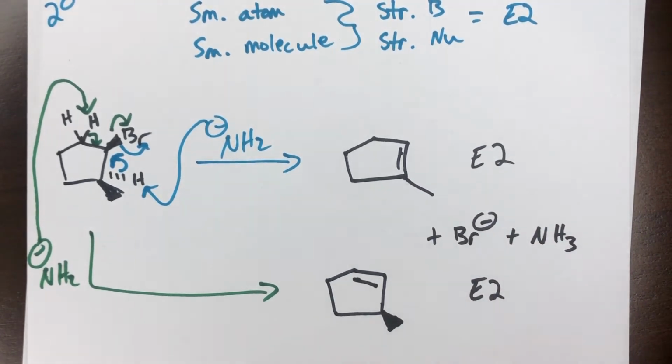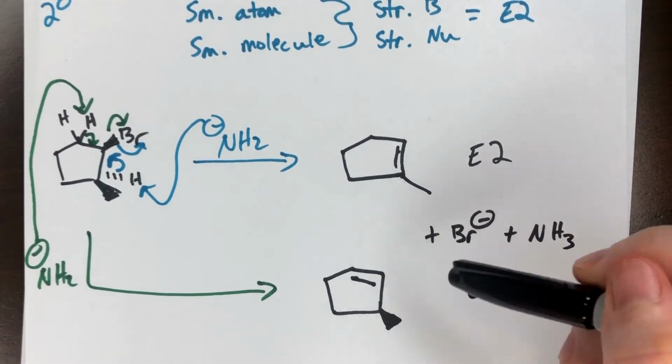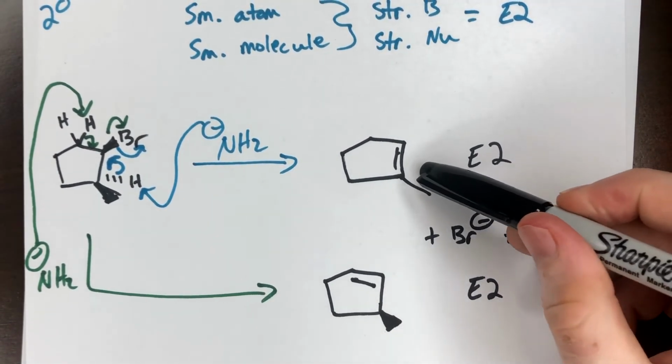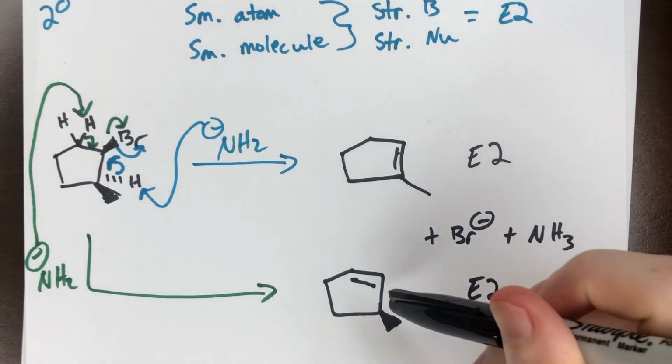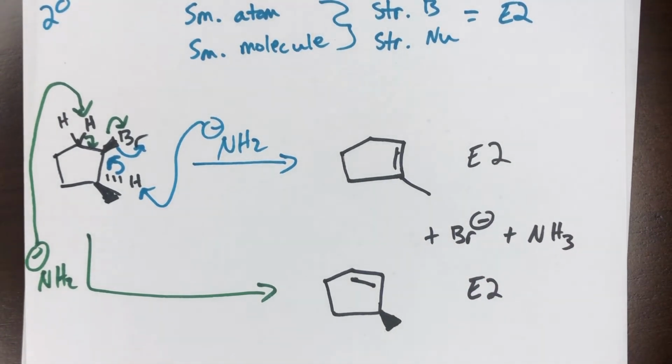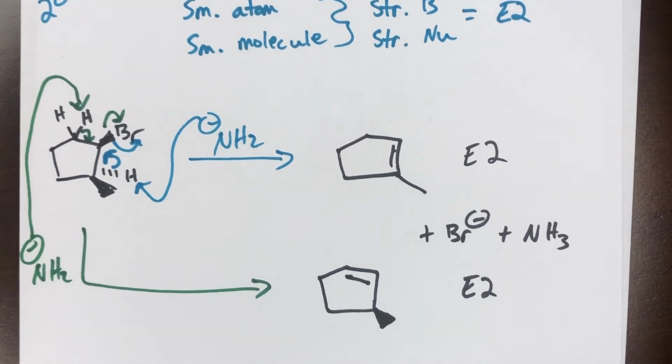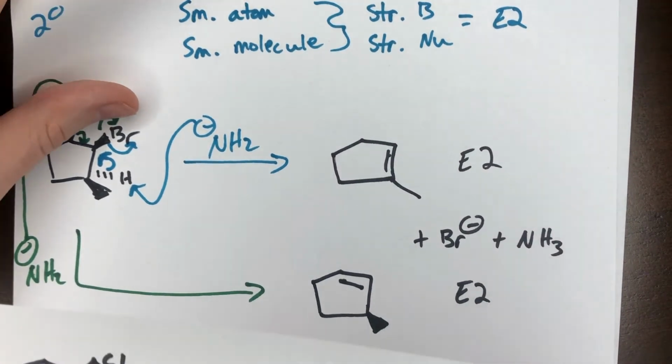So if you were going to assess which one of these is going to be the major product, it's probably going to be this one because it is a tri-substituted alkene compared to a di-substituted alkene. But I would imagine that you get a non-negligible amount of both of them. So I would include both as possible products if this were a test question or homework question. Okay, let's do another one.